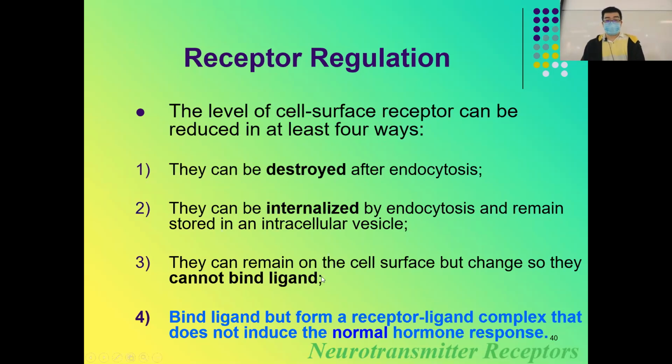Now, they can remain on the surface but change so that they cannot bind the ligand. Or they can bind the ligand but will not form the receptor-ligand complex that induces a normal hormone response, like the previous one, the phosphorylations. So all of that can be upregulated or downregulated, depending on the stimulation or activation of the pathways. Sometimes the receptor signal transduction can be enhanced, and sometimes it can be downregulated.